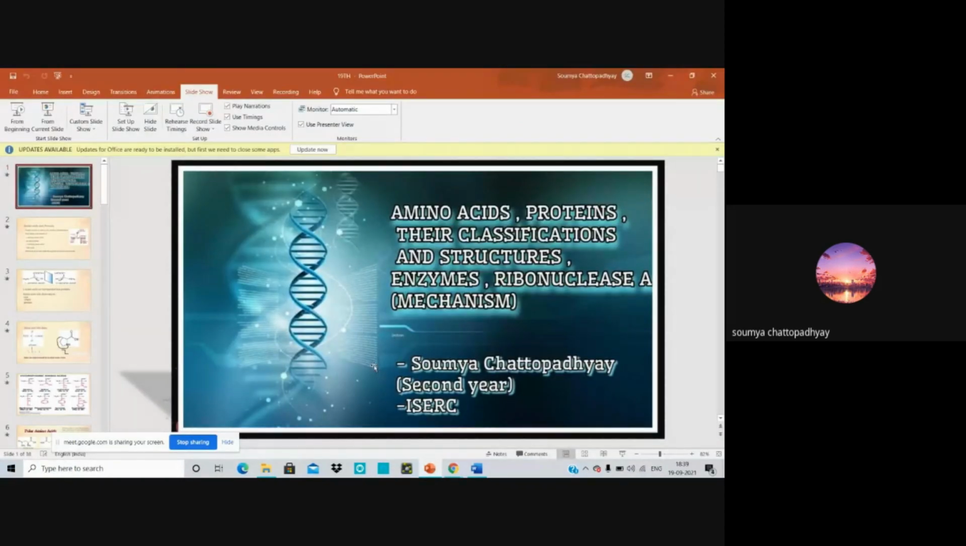Today, we are going to discuss amino acids, proteins, their classification, structures, enzymes, and ribonuclease and its mechanism. In the later part, I will demonstrate how to visualize a protein in 3D, and I will also give a brief introduction to molecular docking. I will do it with the help of ribonuclease.